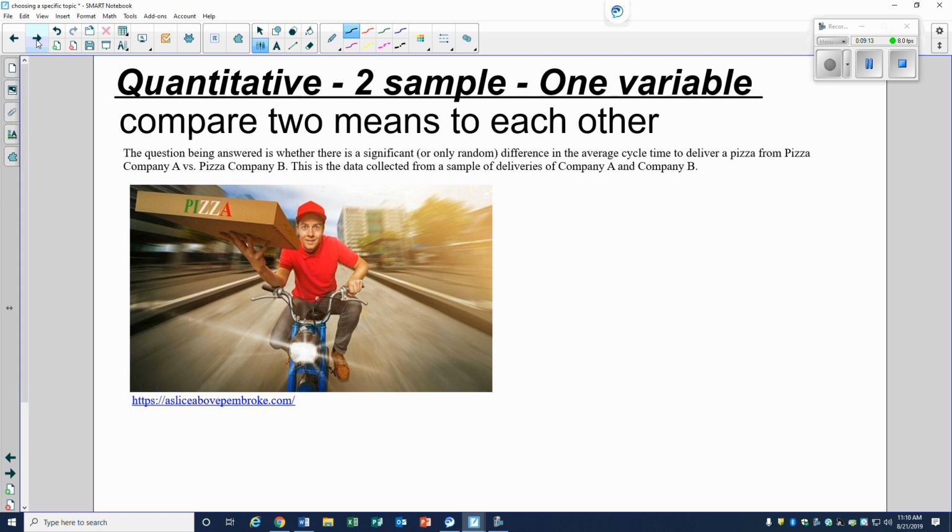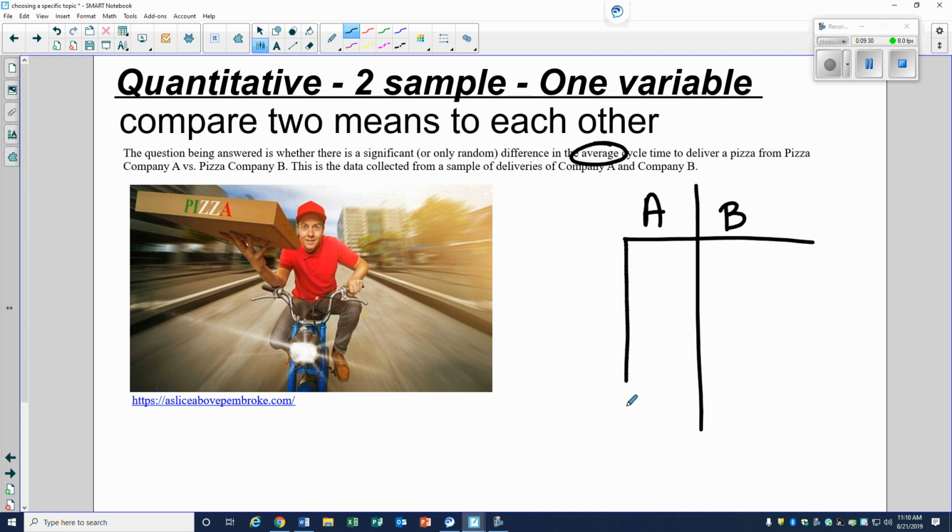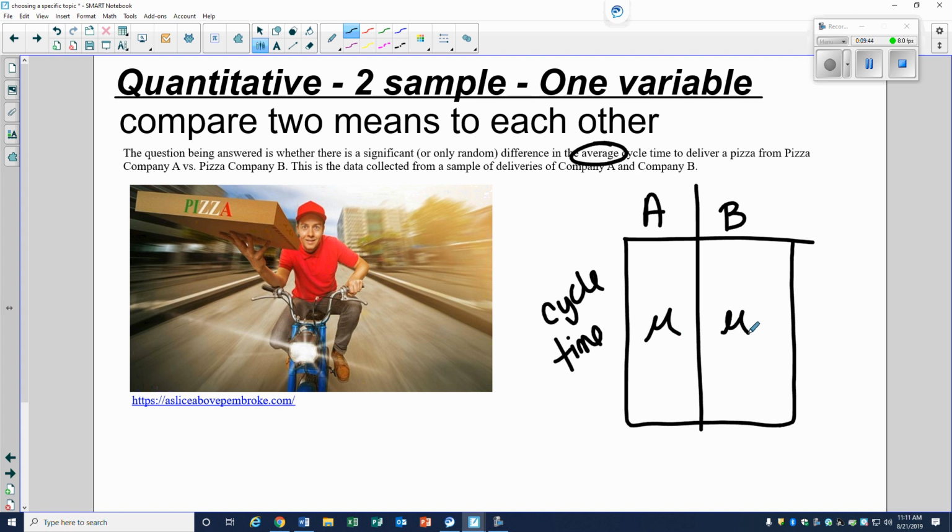Another type, 2 samples, one variable. Let's say you want to compare the average cycle time, again, keyword average, to deliver a pizza from company A and company B. So you're actually going to look at two different samples, company A being one, company B being another, but you're still just interested in one thing. What is the cycle time that it takes to deliver this pizza? So you're going to have an average time from A, you're going to have an average time from B. This time you're not comparing it to something that was already given to you. You're just trying to look to see, is there a difference between the two?